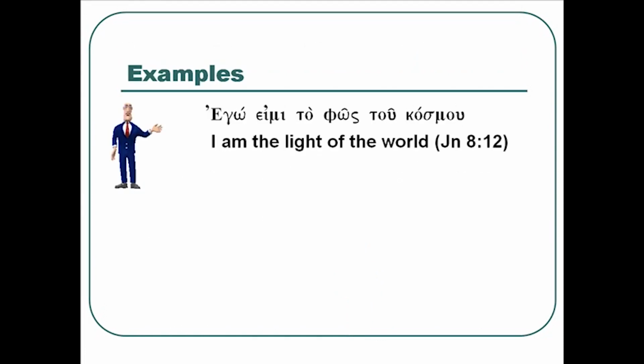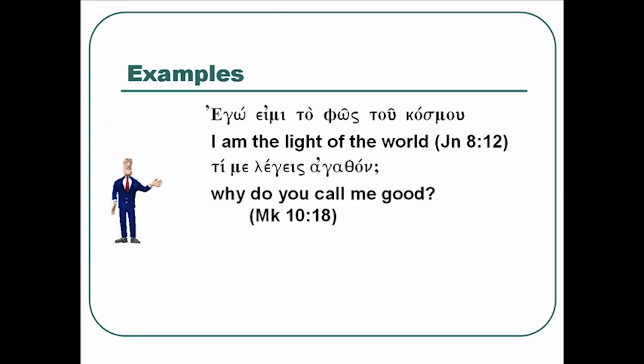Here are some examples of how these personal pronouns are actually used. Εγώ ειμι το φως του κόσμου. I am the light of the world. Second example is ti me legeis agathon. Why do you call me good?